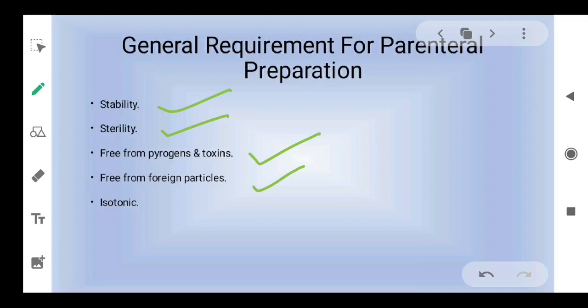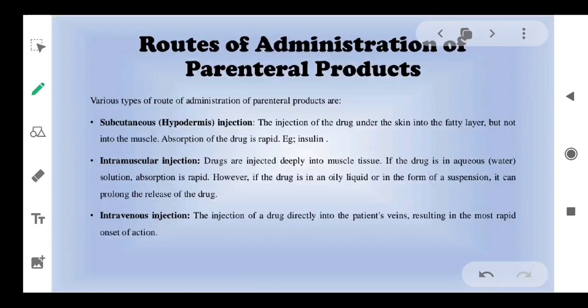Next is isotonicity. A parenteral must be isotonic with the blood plasma to avoid any kind of irritation at the site of injection. So far we have covered introduction, advantages, disadvantages, and general requirements for parenteral preparation. Next we'll see routes of administration.